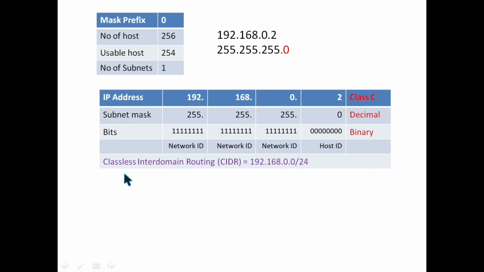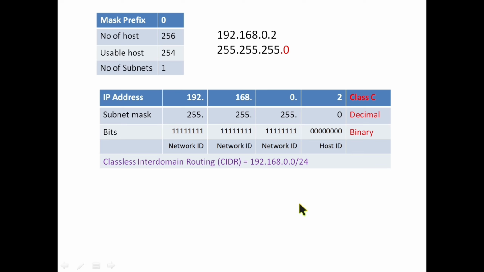Now, CIDR or classless inter-domain routing. What does it mean? Instead of writing the subnet mask 255.255.255.0, we can write /24. This is the CIDR notation of this subnet mask. Then what does this /24 mean? It means the number of 1s in the network ID. Here the number of 1s is 8, 8, 8, altogether 24. CIDR notation means the number of 1s in the network ID.